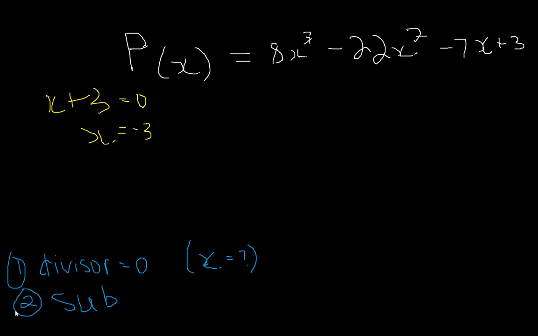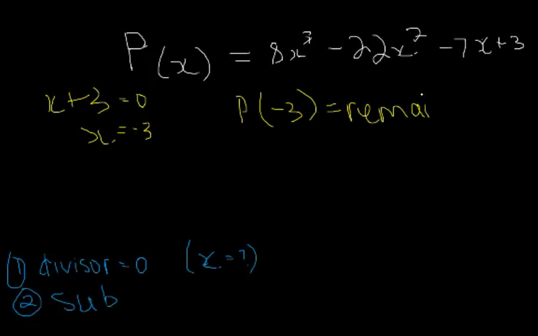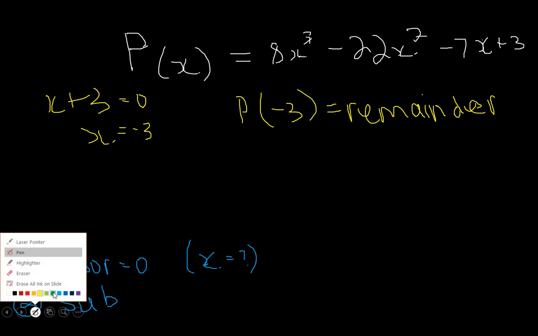So what does this mean? I found out that the value of x is minus 3. What does that mean? That means that p of minus 3 is going to give me a remainder. What we're trying to figure out is if this remainder is going to give me 0. If it's 0, then it is a factor. If it's not 0, it's not a factor. So according to my second step, I have to substitute this value of x into my polynomial expression or the function to find out what the remainder is.